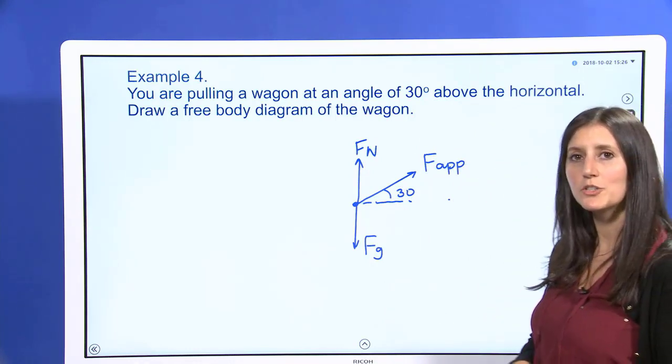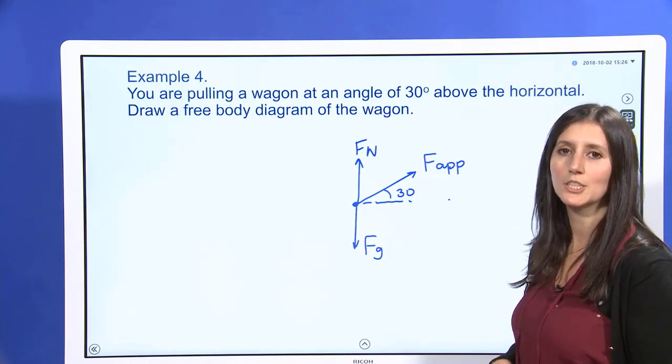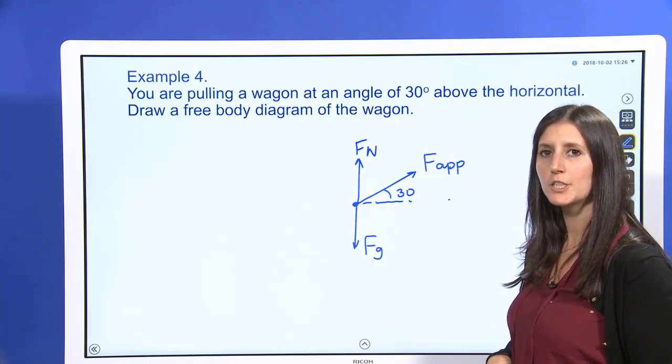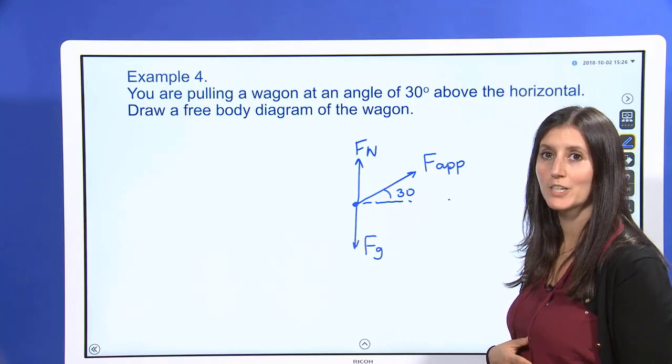Okay, there is no string or rope in the question, so there's no tension. And there's also no mention of friction, so that's why we're not including the force of friction here.